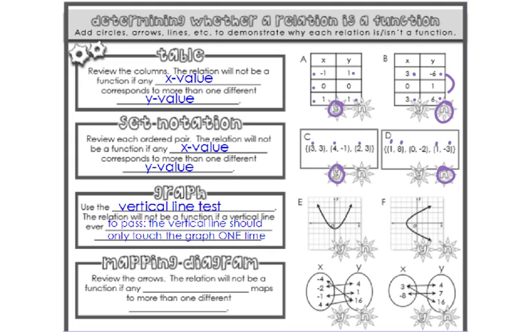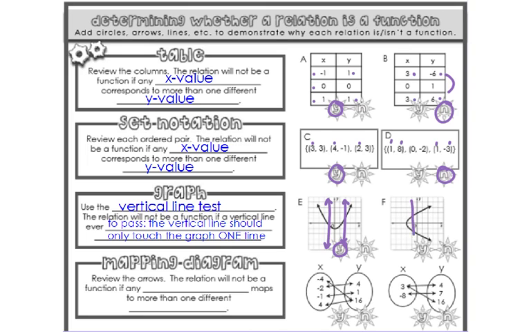So for a graph, you're going to use the vertical line test. The relation will not be a function if a vertical line ever touches the graph twice. So to pass, the vertical line should only touch the graph one time. So you've got to be able to draw a vertical line anywhere on this graph, not just one place. And so you can see this one, I can draw a vertical line anywhere on this graph. It's only going to touch the graph one time. So yes, this is a function.